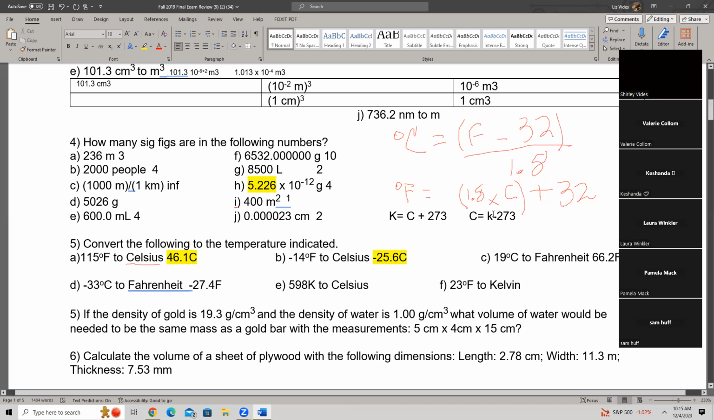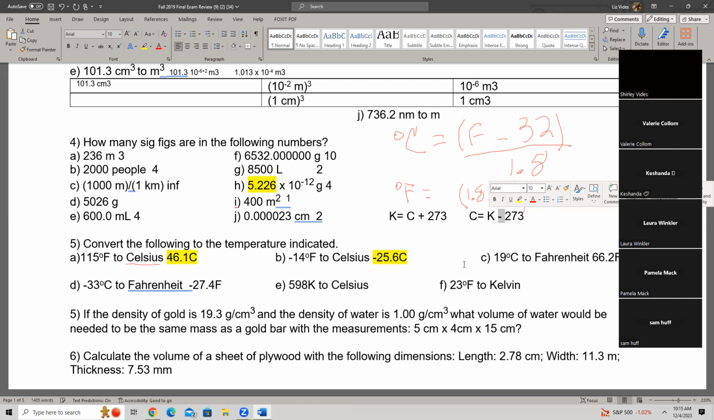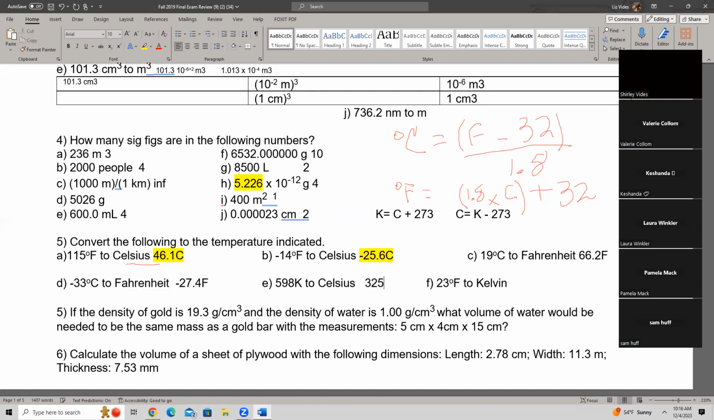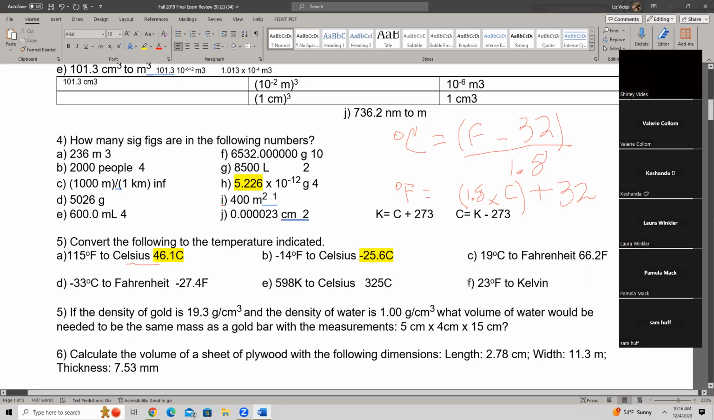So that's a capital K. All right, so there's the 2. That would give us 325 degrees Celsius. Yeah, Celsius. All right, and now you notice the next one's Fahrenheit to Kelvin.